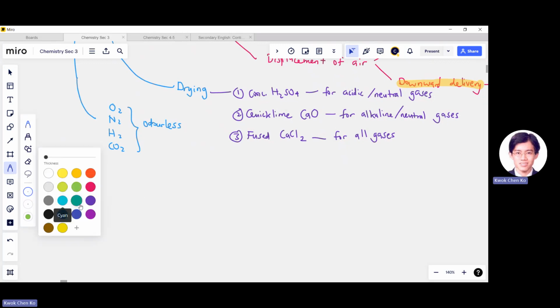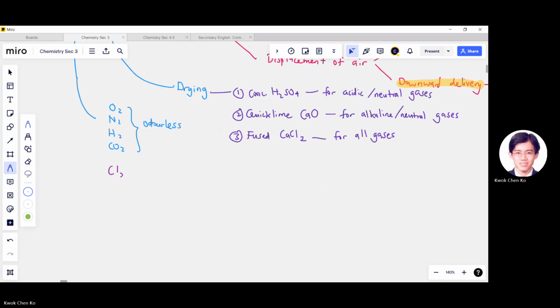Then I have another group of 4: Cl2, SO2, and ammonia. Oh, sorry, maybe I put ammonia last. The other one will be HCl and ammonia. Now, it's easy to group them as pungent gases. They smell bad. Pungent is the answer you should use. Try not to use other answers.